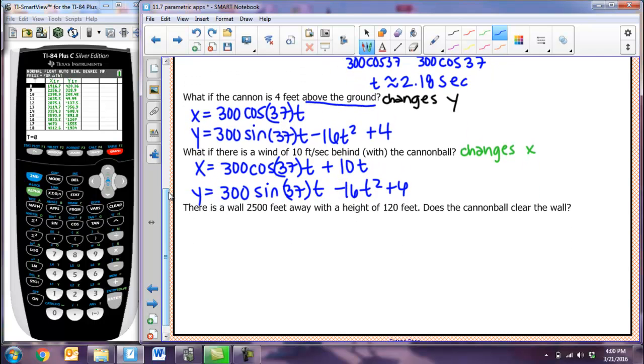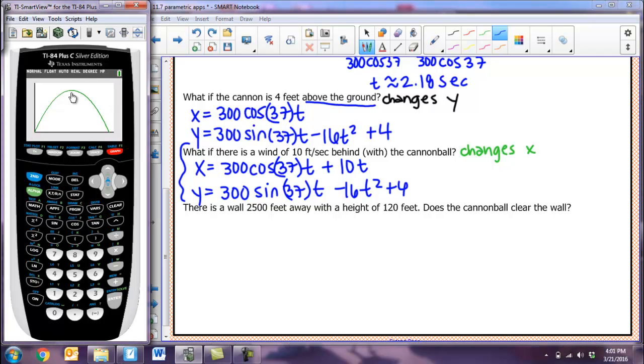Finally, there is a wall 2,500 feet away with a height of 120 feet. Does the cannonball clear the wall? What I'm going to go ahead and do is plug this set of equations into my calculator. So this is the set of equations: it's on a platform 4 feet above the ground, and there's a wind going behind it. Now the only thing we need to figure out is, how do I see this wall?